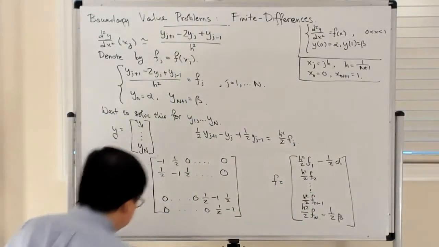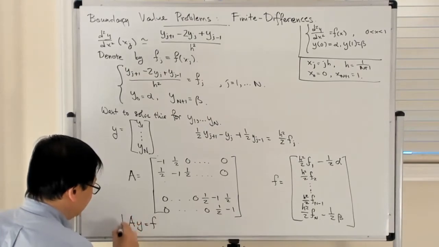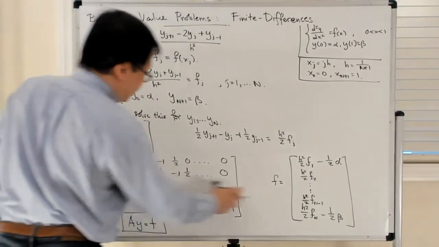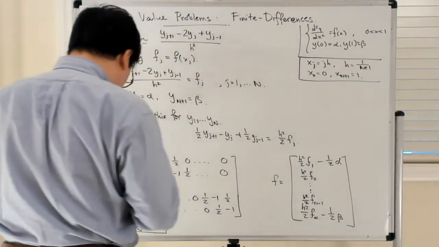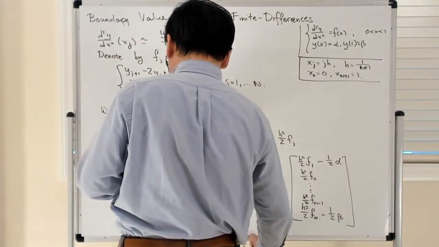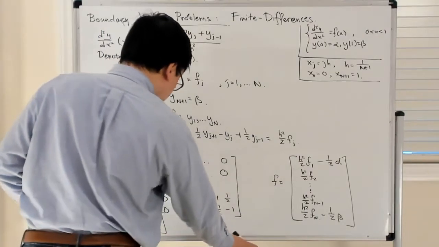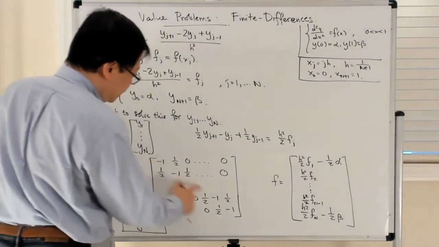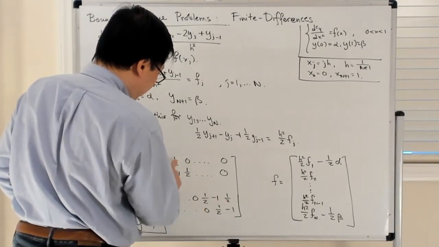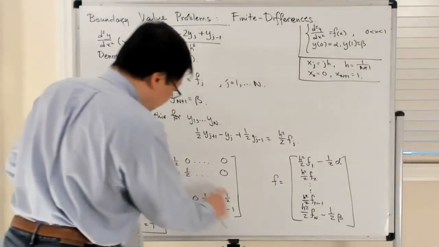So this now looks like just Ay equals f, so you just have a linear system here for these values of a and f. What's special about this is that this is what's called a tridiagonal system. So this is a system of linear equations where this matrix A is a tridiagonal matrix.